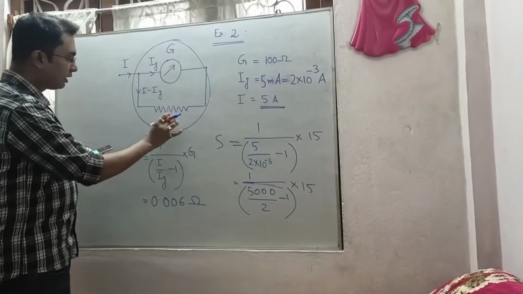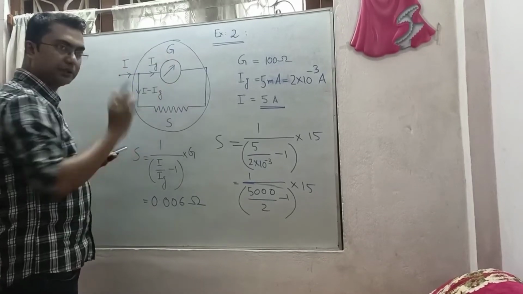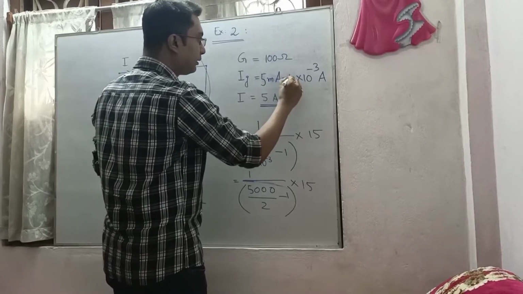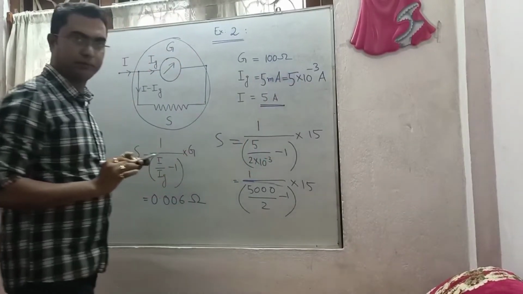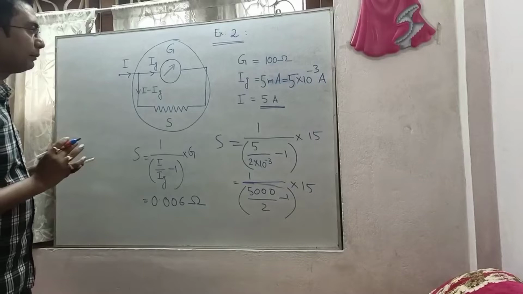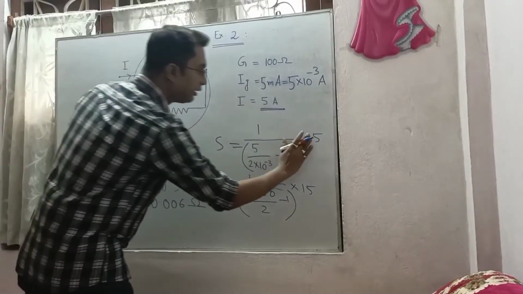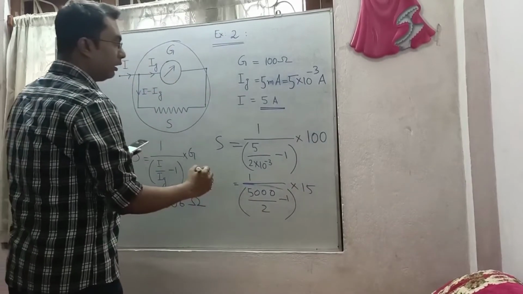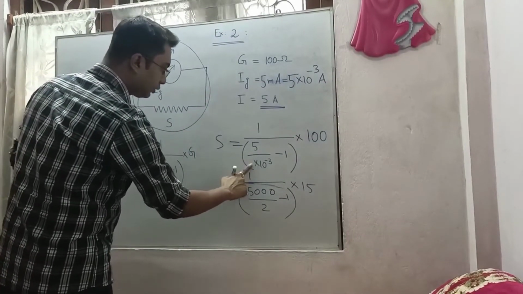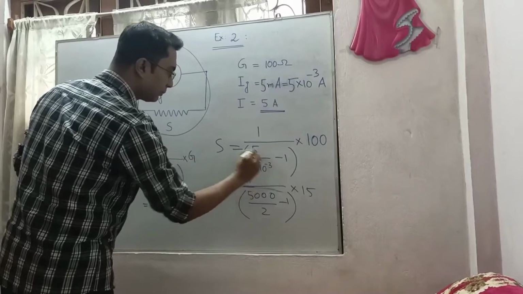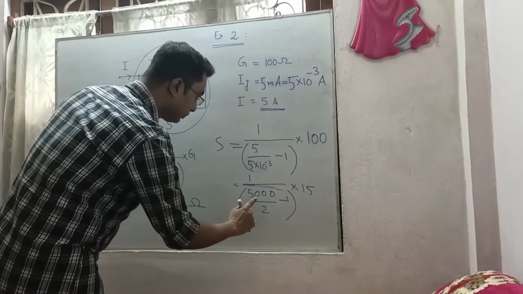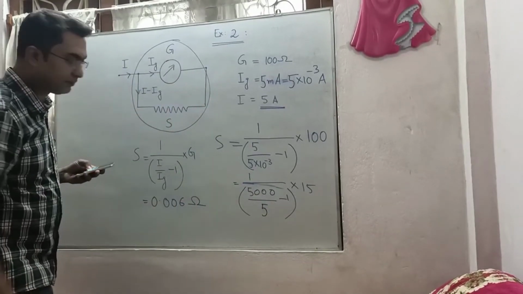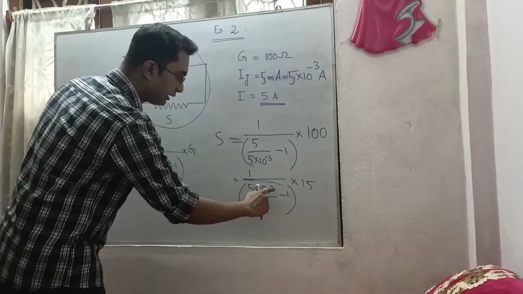Here we shall connect a shunt resistance in parallel with the ammeter to increase its range from 5 milliampere to 5 ampere. So the calculation will remain the same, only the values will change. Here G is 100. Ig will be 5 milliampere, so 5 into 10 to the power minus 3. So it will be 5000 divided by 5, which is 1000, minus 1, that is 999.